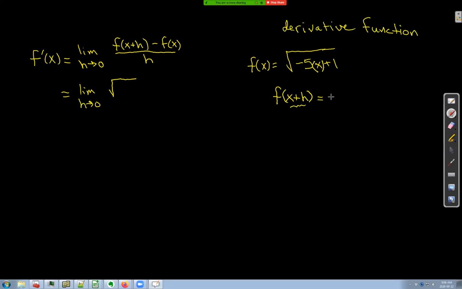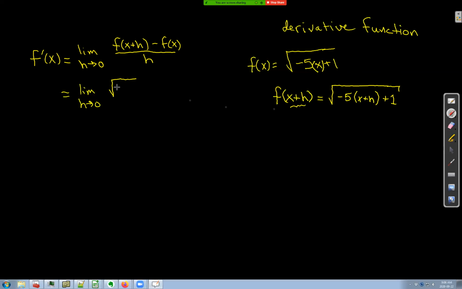by x plus h. So I should have the square root of -5 times, and instead of x here, I'm going to write x plus h. And then don't forget there's also the plus 1. But the plus 1 is not getting multiplied by the 5, so it's separate. So that's what f of x plus h is. We wanted to know what was f of x plus h, and now we know.